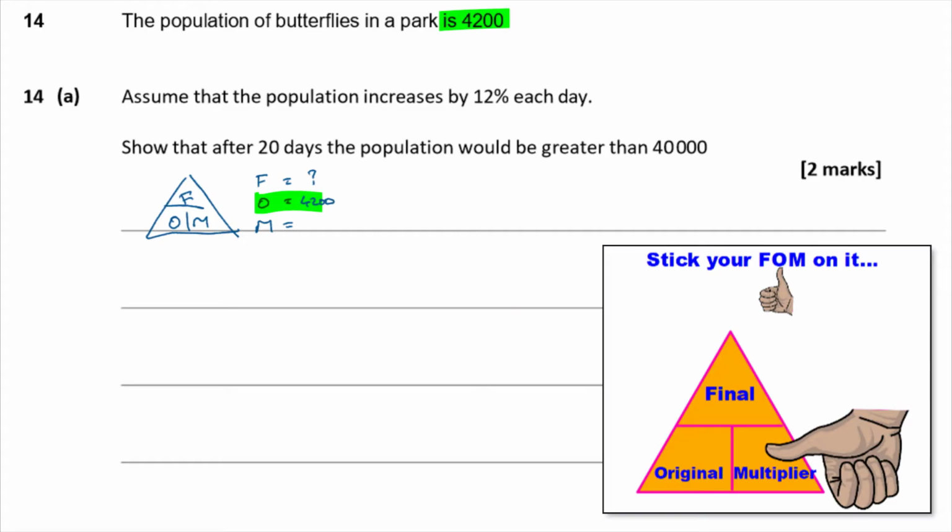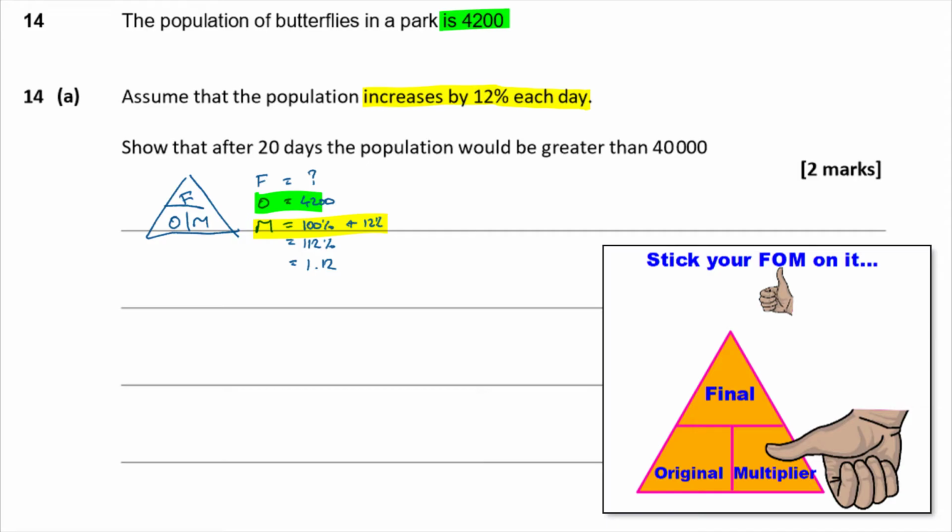4,200. What's M? M, the population increases by 12% each day. So that's going to give us our multiplier. Now with percentage increases, we always start with 100%. I'm going to add on 12%. That gives us 112%, which as a decimal is 1.12.